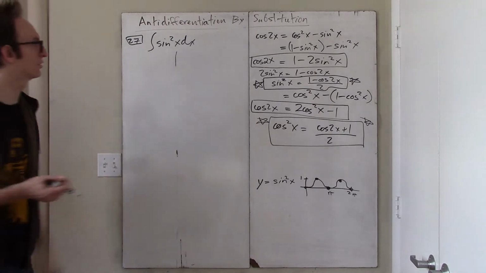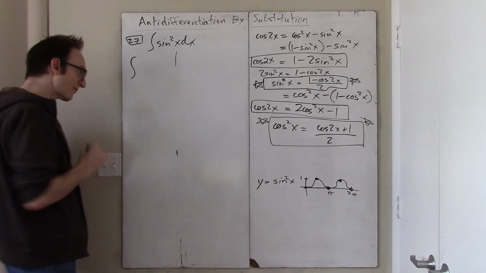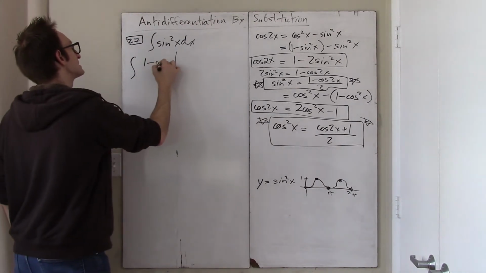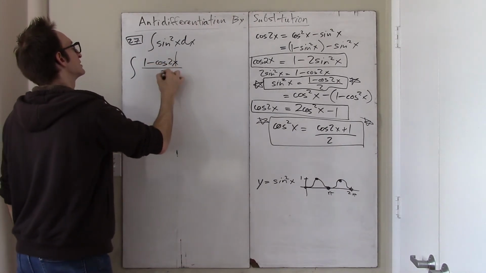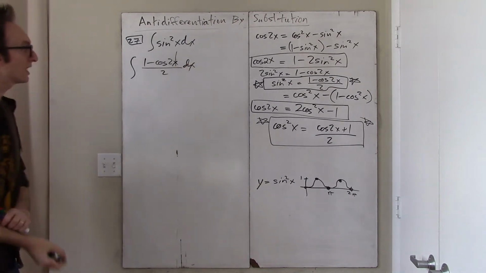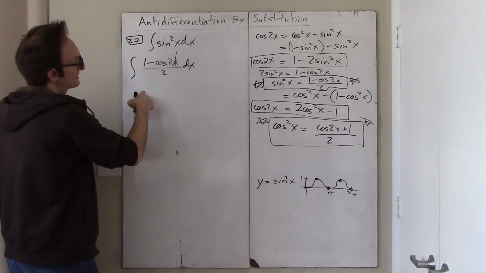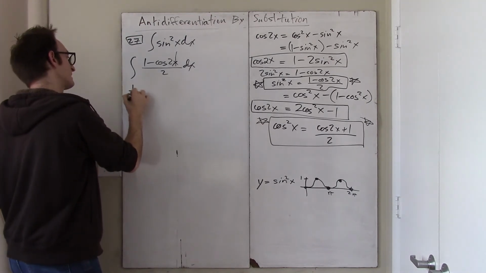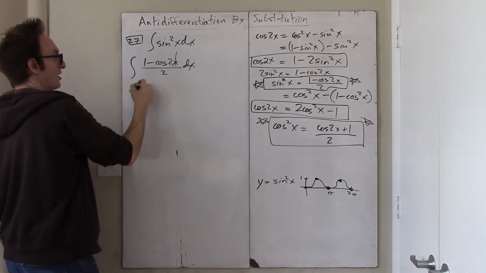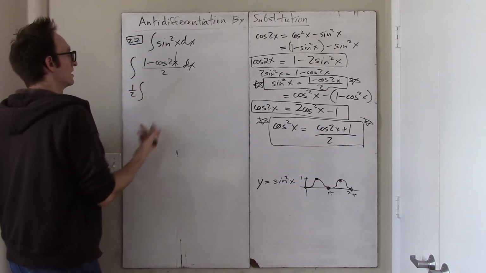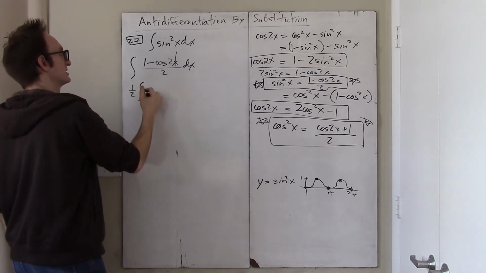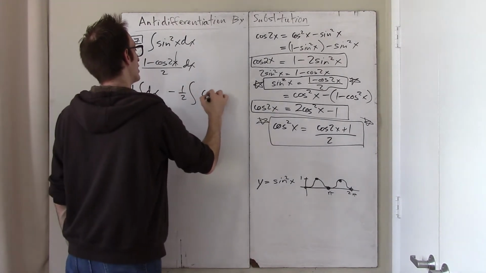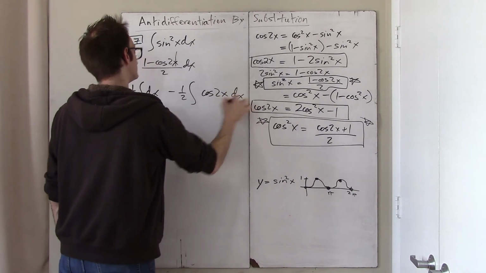Well, we now see this is going to be great. This is going to solve all of our problems, because what is the antiderivative of sine squared? Well, it's just (1 minus cosine 2x) over 2. And while that looks a lot uglier, we have to admit it's going to be easier, right? Because this is just 1/2 dx minus 1/2 cosine 2x.